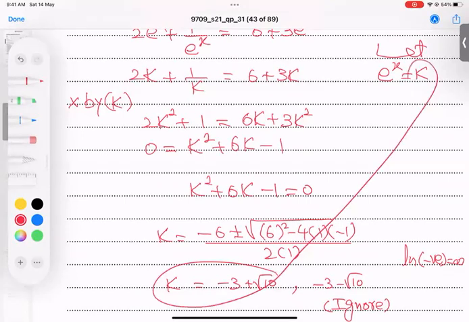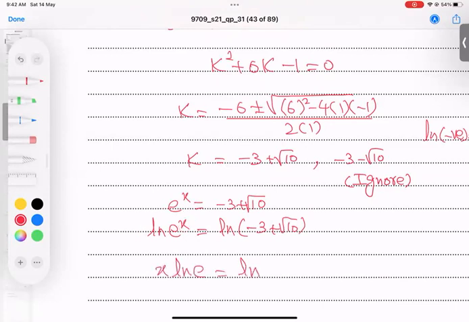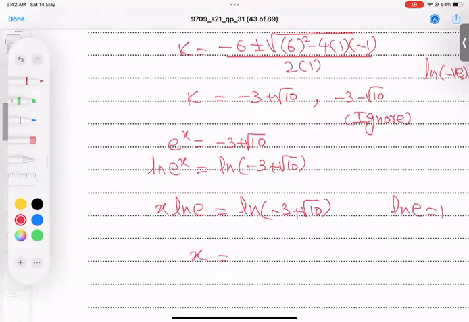Now I keep this value here. So it turns out to be e to power x equal to -3 plus root 10. Take log of both ends, ln left hand side and ln right hand side. And this x will come down due to the log property. And ln e, all of you know, is 1. ln e actually is equal to 1. So this becomes x only, and on the right hand side, I will take the logarithm.